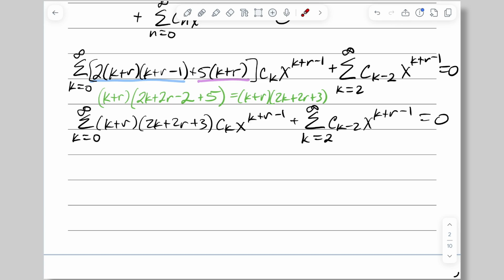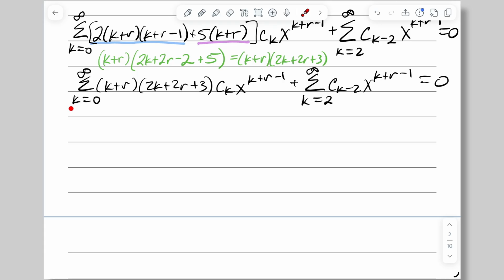For now, we've got two sigma expressions. One of them is the sum as k goes from 0 to infinity of that k plus r times the quantity of 2k plus 2r plus 3 c sub k x to the k plus r minus 1, plus the other one, the sum as k goes from 2 to infinity c sub k minus 2 x to the k plus r minus 1. Because these indices don't match, we need to make that happen.